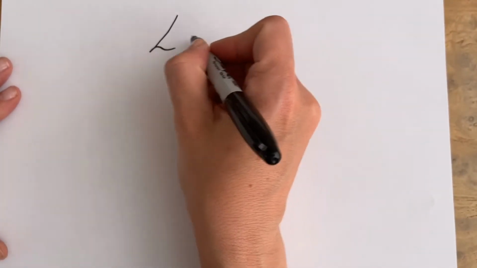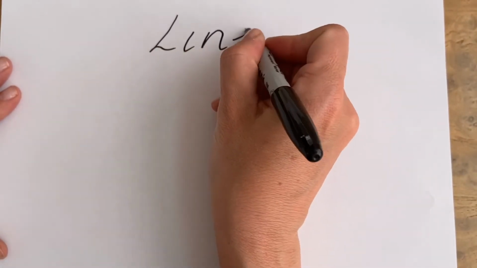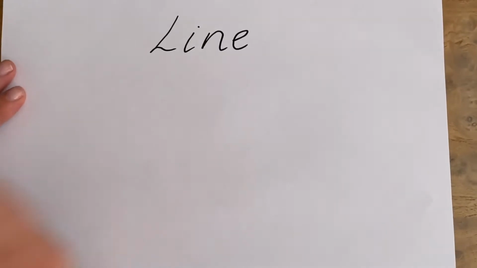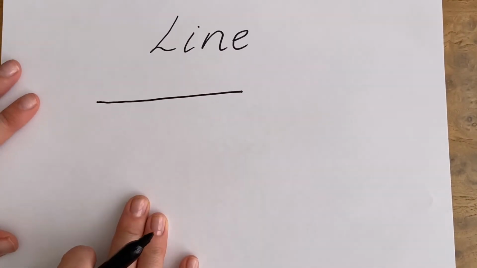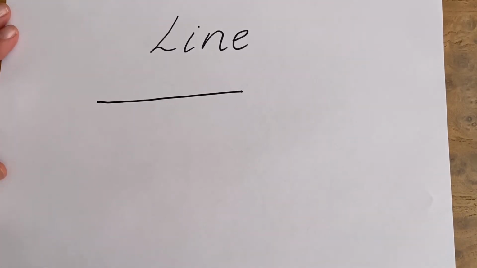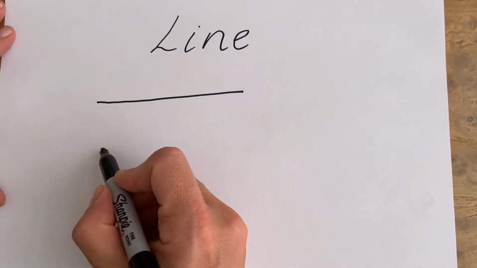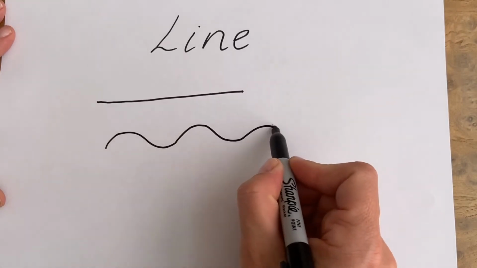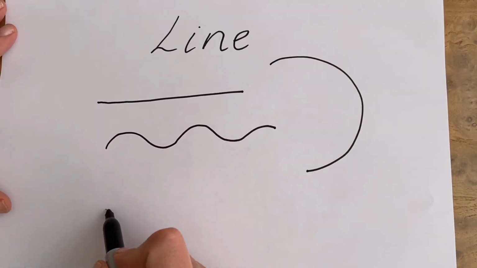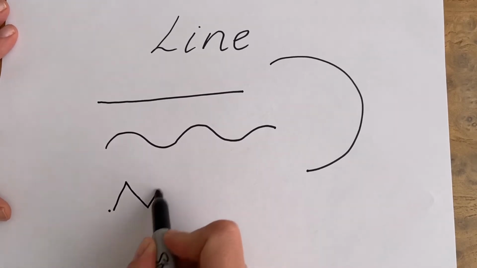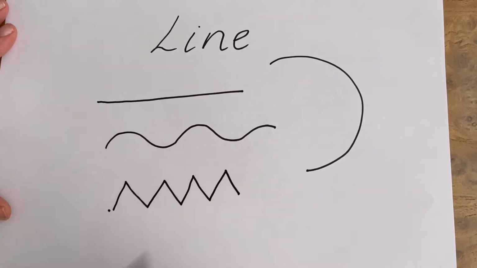Hi guys, so today we're going to look at different types of line. Okay, now a line is a dot that goes a little bit longer. So here we have a straight line, but we can have all sorts of other kinds of lines as well. So something that's not straight might be something that is wavy or something that is curved. We could have something, instead of wavy, it could be zigzagged and pointy.